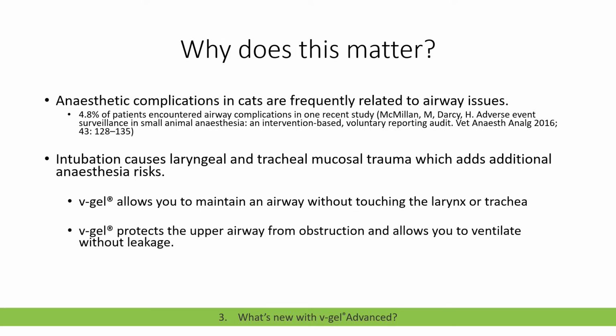V-gel protects the upper airway from obstruction, and the V-gel advanced devices now allow you to ventilate your patient without leakage. You don't have a structure, an endotracheal tube, that's going right through the larynx and down into the trachea, and you do have to take that into account when you're anaesthetising patients. But as the work done in humans shows, there's no reason not to anaesthetise patients with a supraglottic airway device.